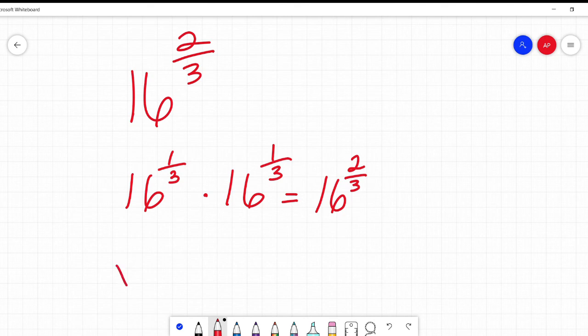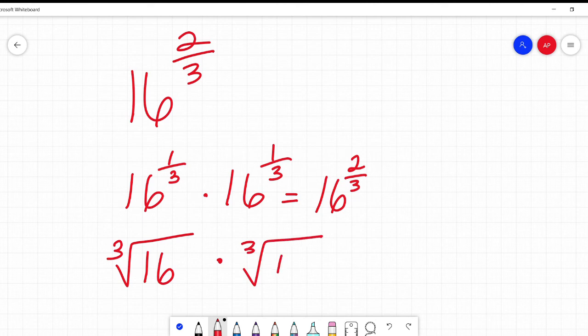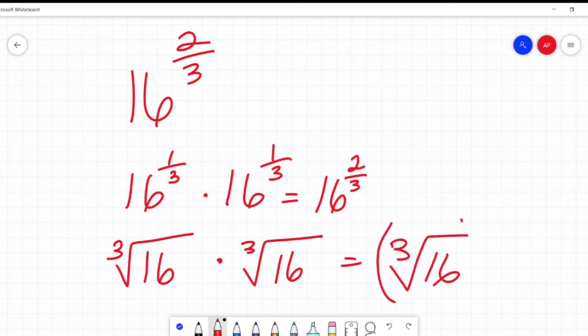Well, let's say, what is 16 to the power of 1/3? We said it is the cube root of 16. So say, okay, cube root of 16 times the cube root of 16. Or, since anything times itself is a square, we could call this the cube root of 16 squared.